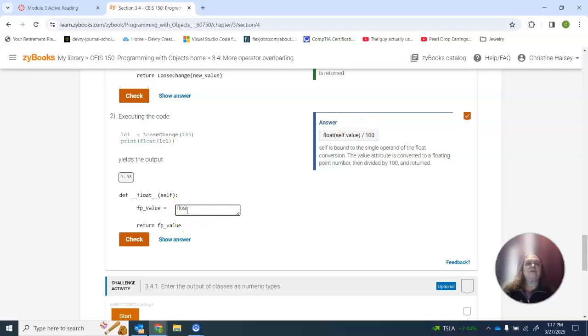So we want to return the floating point value of self.value, and then we want to divide it by 100 so we can get that floating point value. We're converting that loose change. Let's say we got 125 pennies. That's $1.25. So we're converting 135 to $1.35.